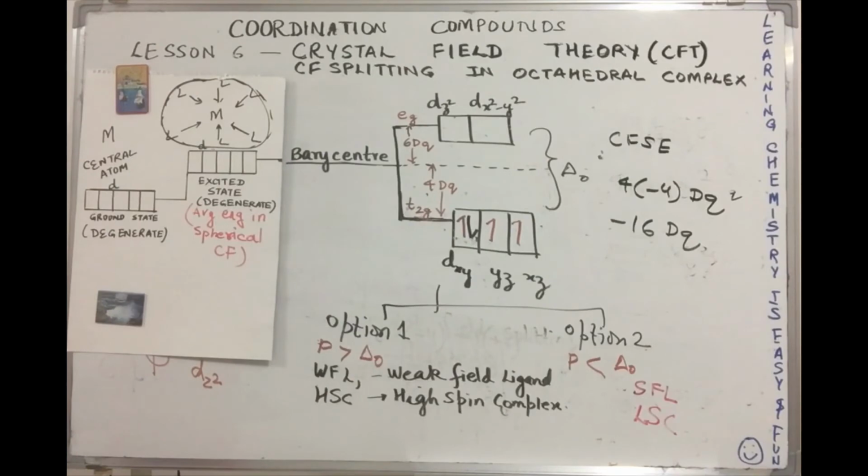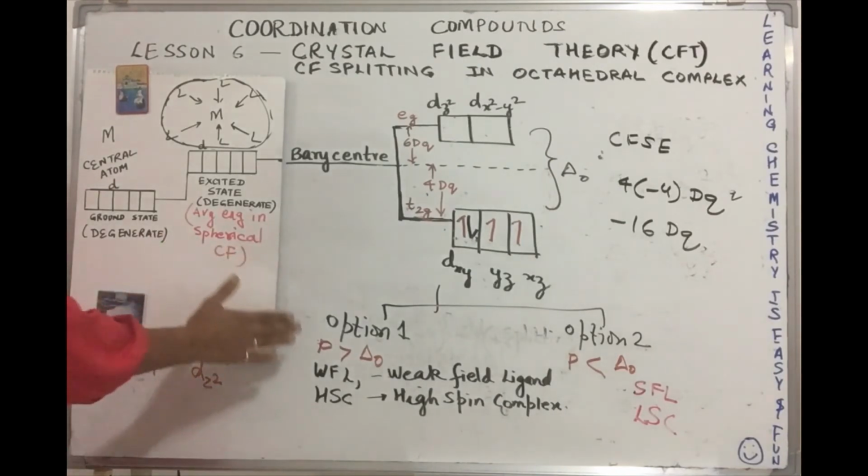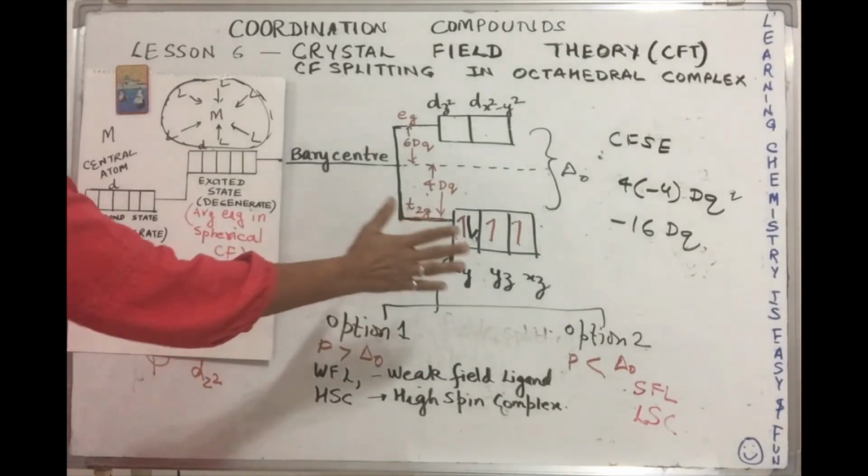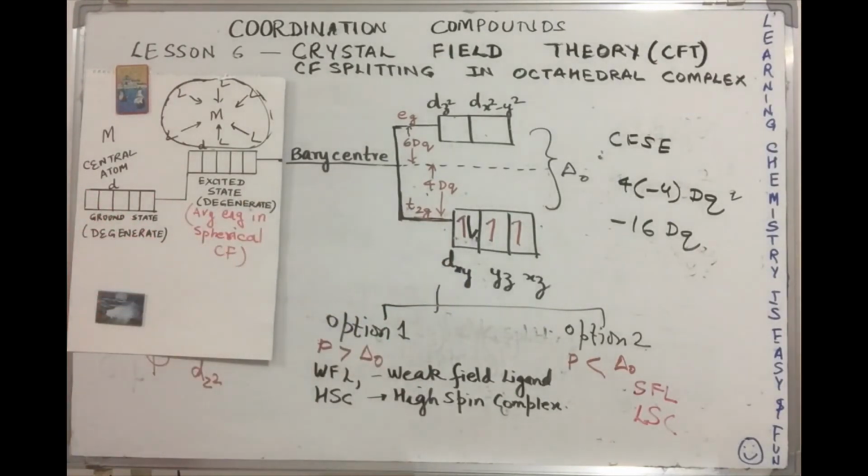These factors go on to decide whether we are going to have a weak field or a strong field complex. Also, there is a series called the spectrochemical series, deduced on the basis of the absorption spectrum, in which we list the weak field ligands and the strong field ligands.